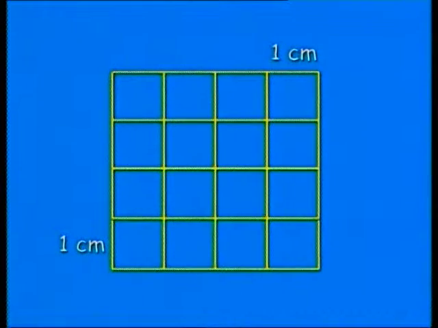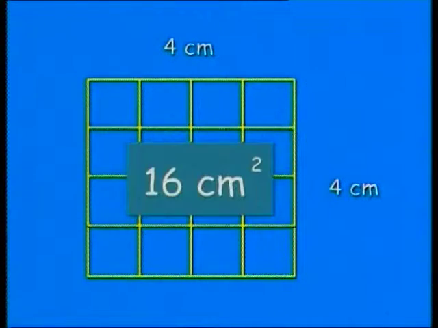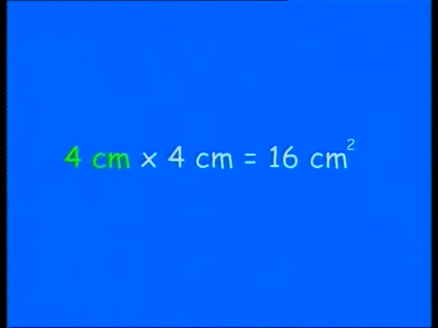This is a square. How are you going to calculate the area? The formula to calculate the area of a square is length multiplied by width. So, in this picture, 4 centimeters multiplied by 4 centimeters equals 16 square centimeters. So, the area of this square is 16 square centimeters.